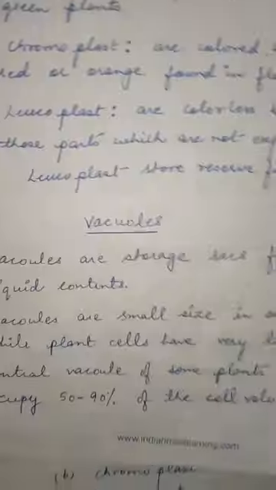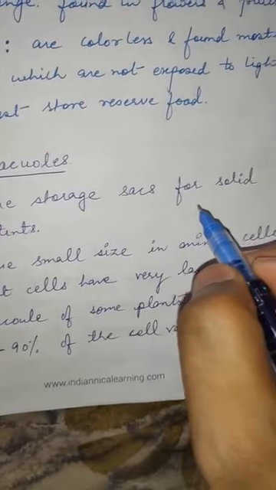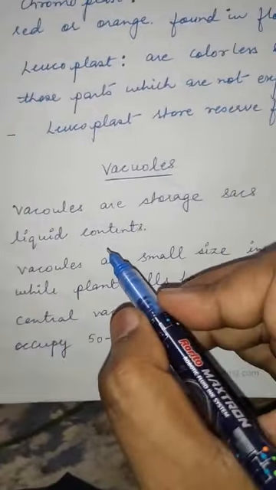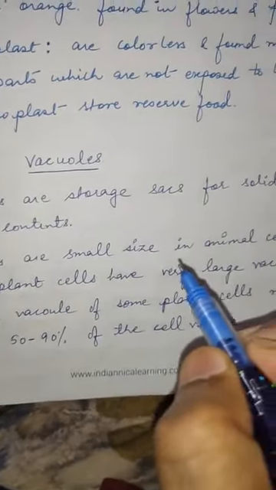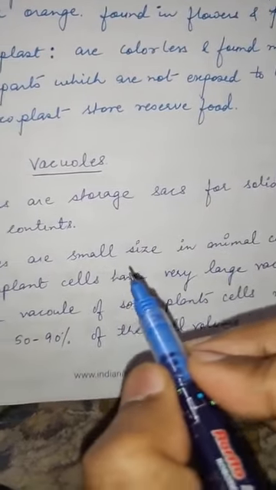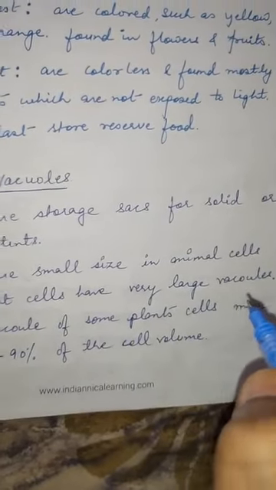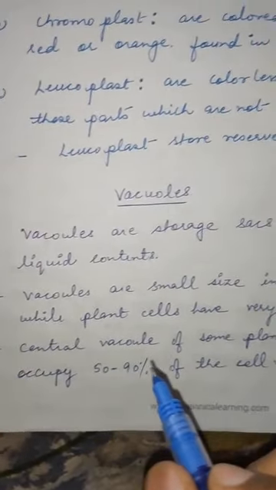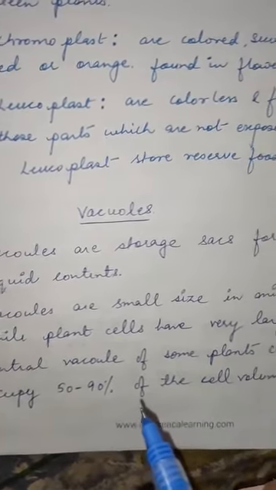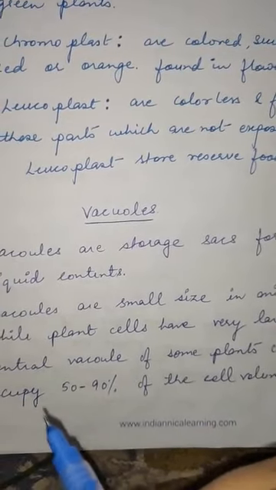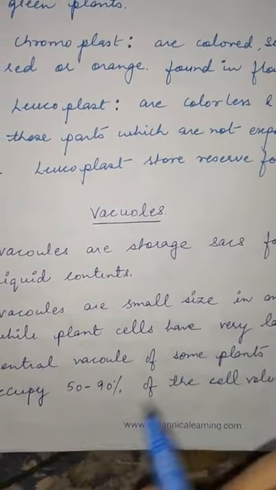So vacuoles are storage sacs for solid or liquid contents. They are responsible for storing something. Vacuoles are small in size in animal cells, but in plant cells they are large in size. Clear? The central vacuole of some plant cells may occupy 50 to 90% of the cell volume. How much space will they occupy? Up to 90% of the space. Clear?